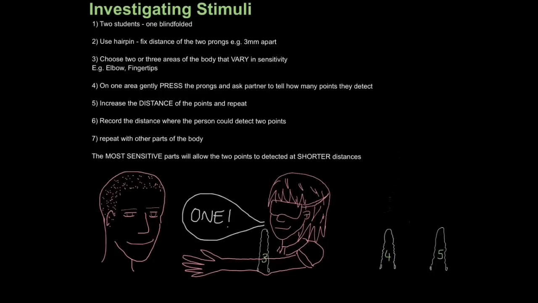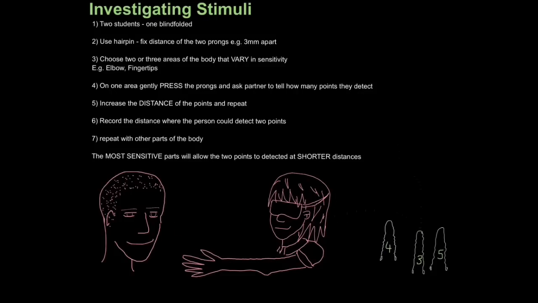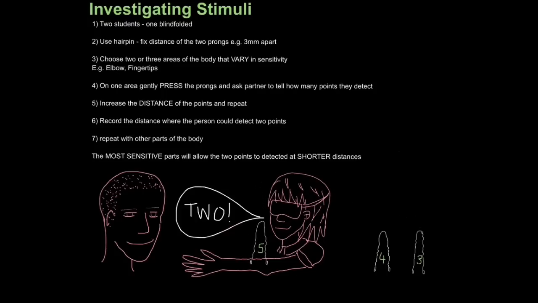The elbow has a relatively low sensitivity to pressure, so it's very likely the student would say 1 point. Next, you'd remove that and you'd replace it with a different hairpin, which now has its 2 points 4 millimeters apart, and you'd repeat the process. And you keep on going until the student says 2. And now at 5 millimeters, the student can actually recognize that they're being touched by 2 points. So you'd record that result down.